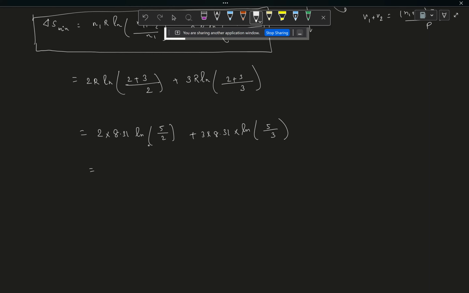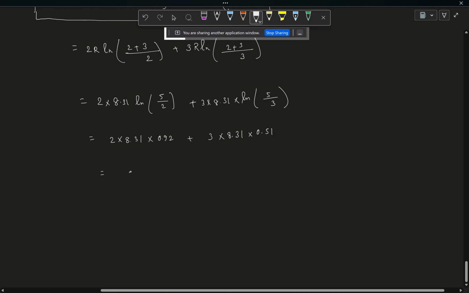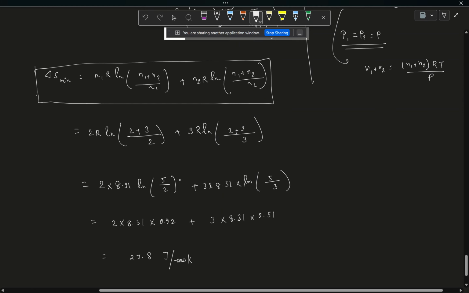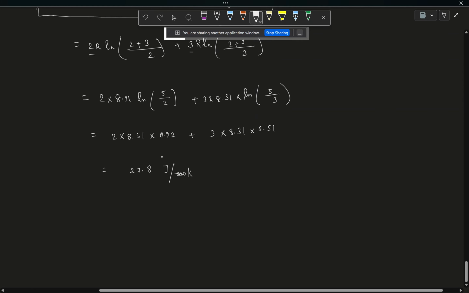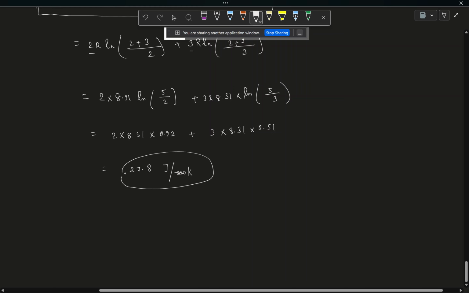If you take your calculator and calculate the ln values for these different parts, you will see that this is 2 into 8.31 into 0.92 plus 3 into 8.31 into 0.51, which is basically giving you 27.8 joule per Kelvin. No mole, because the mole number you have already multiplied. So this is just joule per Kelvin. So we get a result of 27.8 joule per Kelvin.